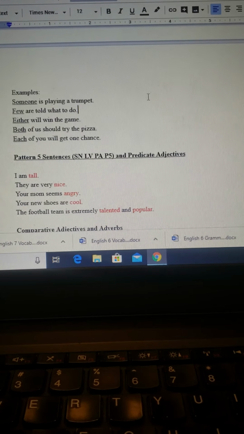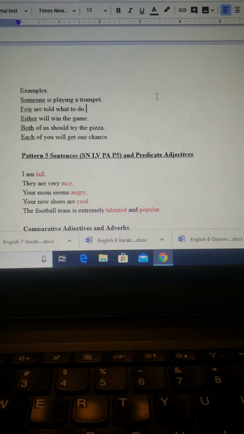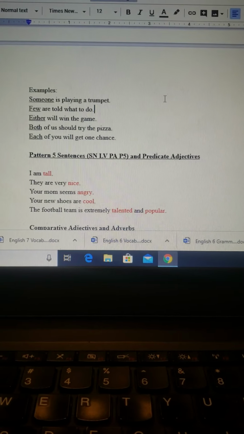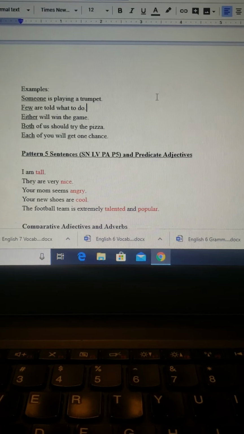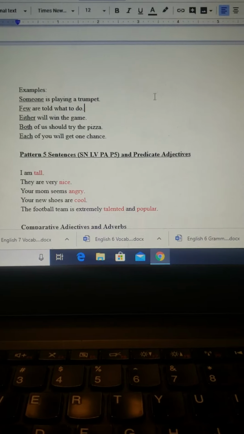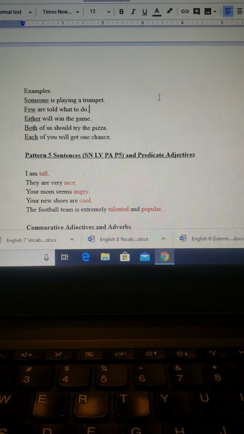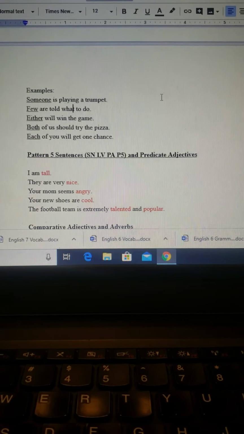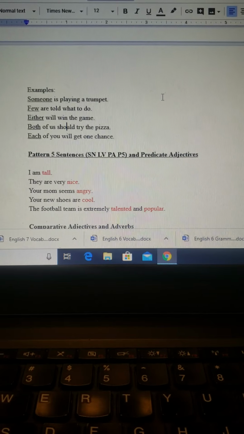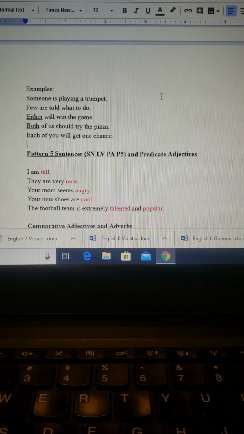And you could technically make them possessive by just adding an apostrophe S, but I think you would technically call them a PNA in that case. But either way, these are just some examples. Basically, anytime you see any of those words, someone, few, either, both, each, those are going to be indefinite pronouns.